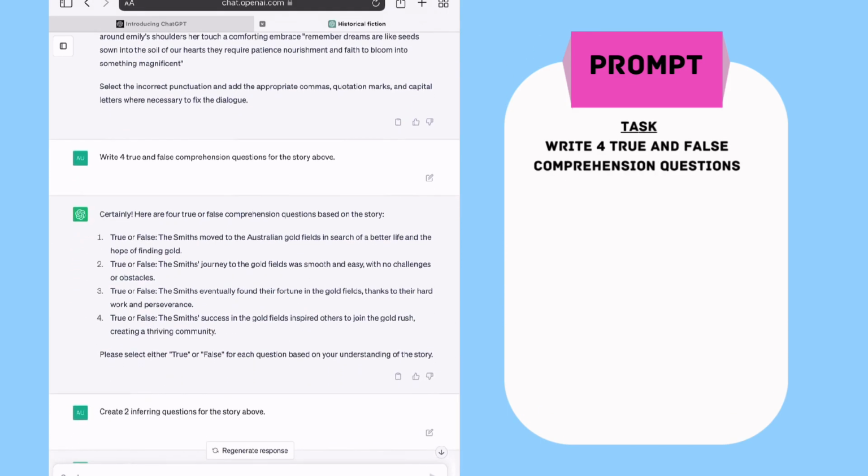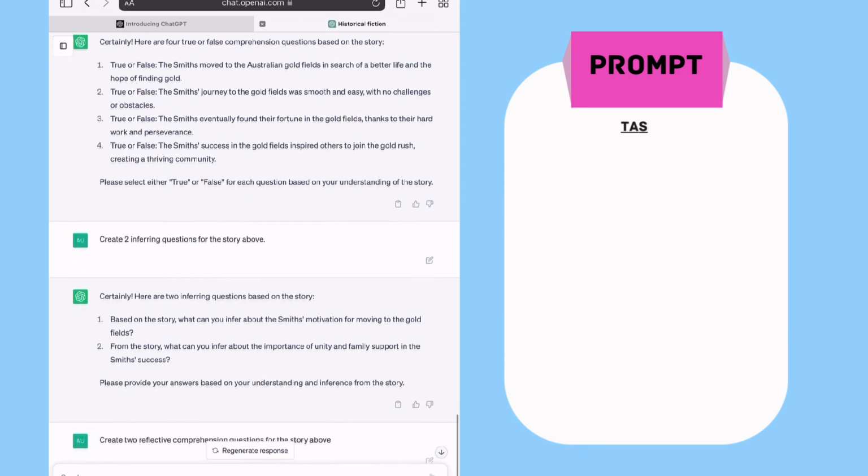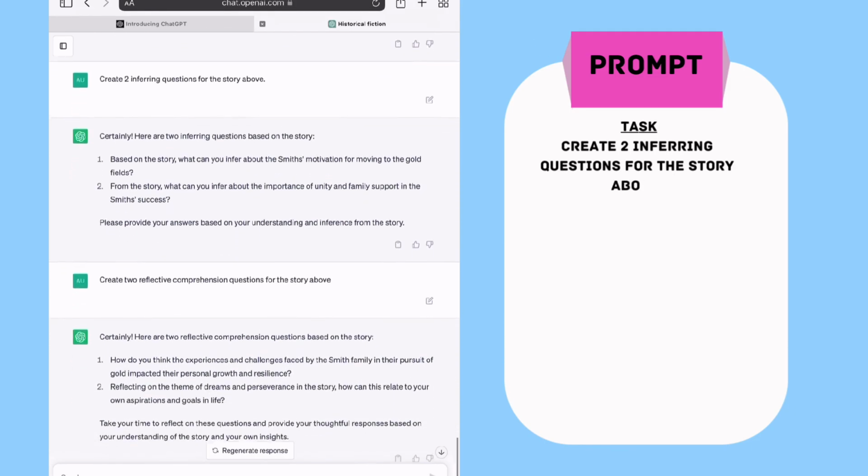Obviously, comprehension is very useful in our literacy rotations. In the lower years, I use the QAR method when I am asking a prompt for comprehension. Today, I just broke it up into different types of questions. So I asked it to make some true and false comprehension questions for the story above, and it's come up with 4 of those. I also asked it directly to create 2 inferring questions for the story above. I think it's done a nice job there.